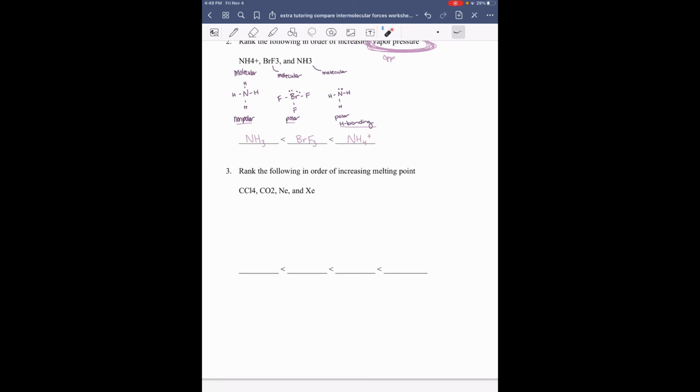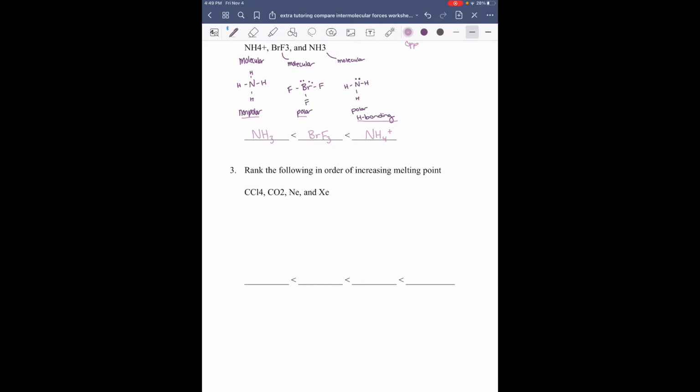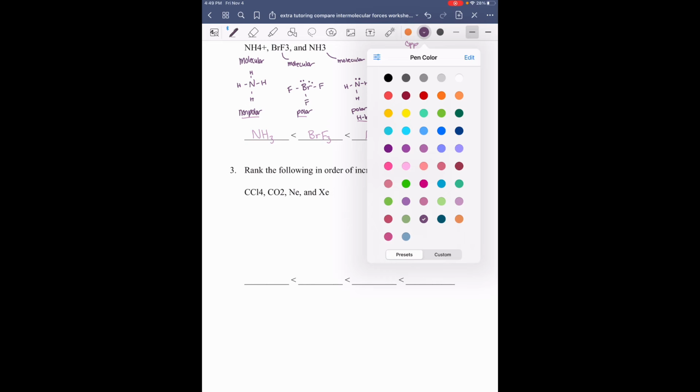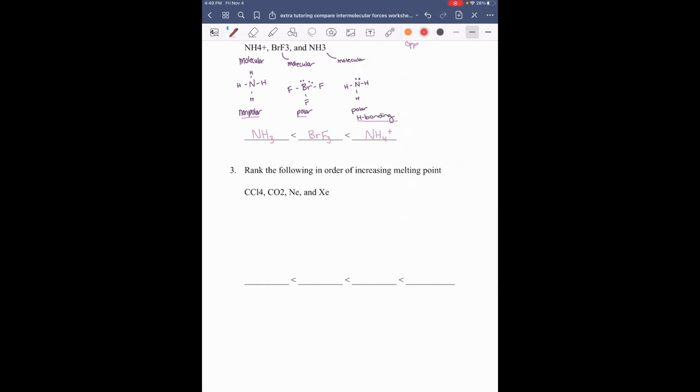All right, let's move on to our next one. What color should we do now? I feel like we should do orange. Okay, now we're doing order of increasing melting point. So let's see what we got.